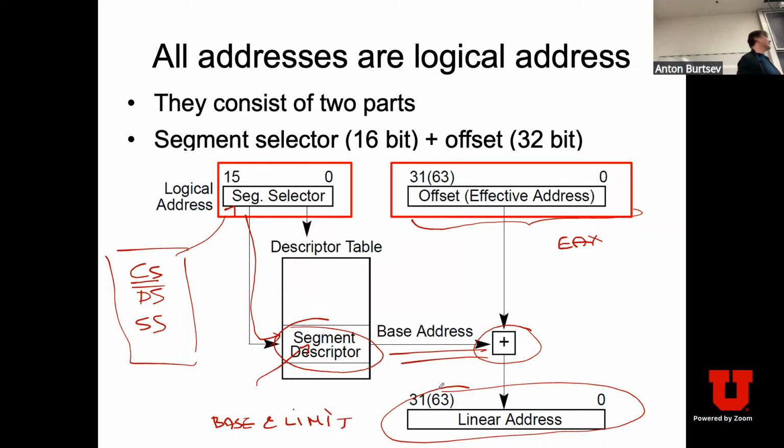If you have paging enabled, then this linear address will be forced through a page table translation. If you don't have paging enabled, this linear address actually goes on the memory bus, and it's like a physical address. Make sense? Okay, not super hard, but it looks weird.